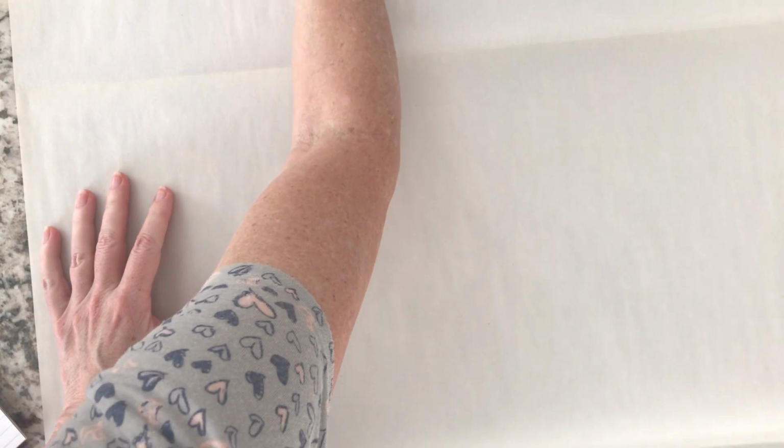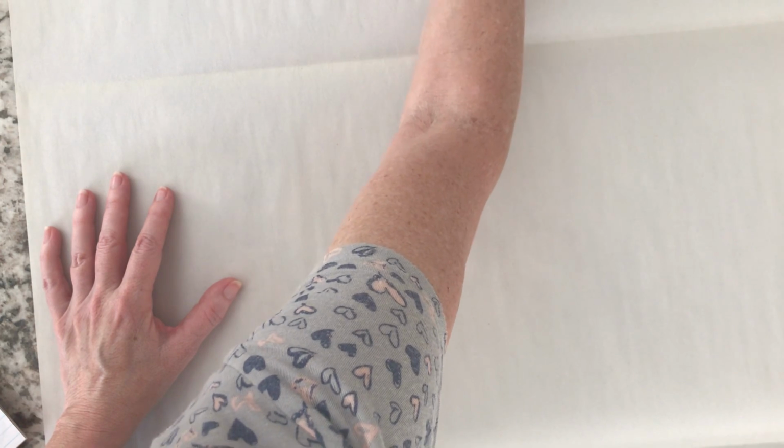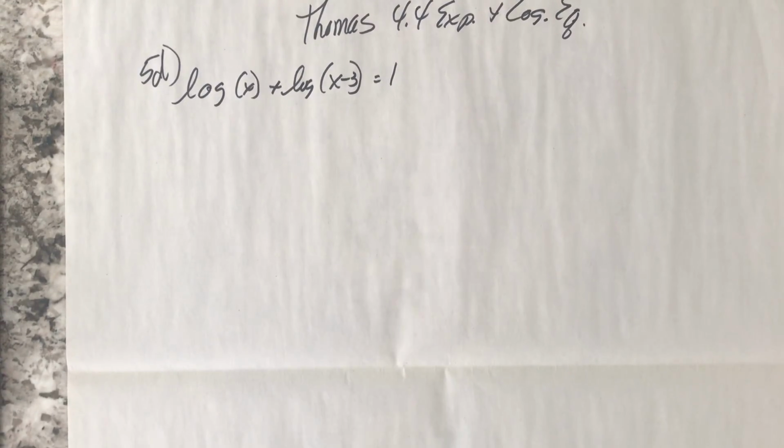Okay, let's keep moving. We're looking at 5D. This is Thomas's 4.4, exponential and logarithmic equations. Everybody here's got an equation, it's got an equal sign. So on this one, 5D, we've got log of x, common log of x, plus the common log of x minus 3 equals 1. How about if I move it up so you can see it? There you go. It's better than before. So I wrote it down.